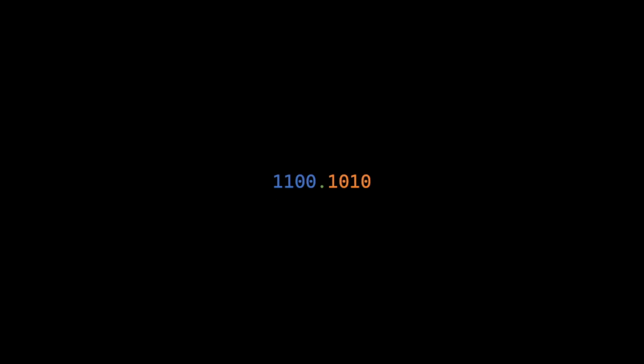But what about the digits after the point? Well, if each place to the left of the point is 2 raised to the x, then each place to the right of the point is 2 raised to the negative x. So first we have 2 to the negative 1, or halves place. Then the quarters place, eighths place, sixteenths, and so on. Converting each place to decimal and adding them up, we have 0.625. Putting the digits before the point and after the point together, we see that this number is equal to 12.625 in decimal.